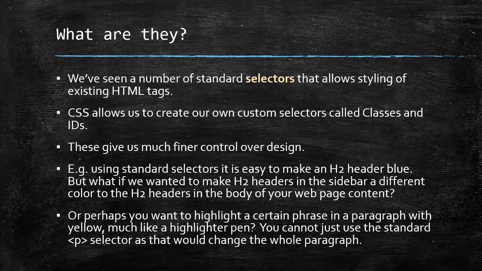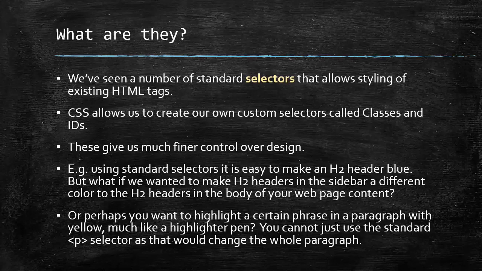Using a standard selector, we can easily make an H2 header blue. But what if you wanted to make the H2 headers in the sidebar, or maybe in the footer, a different colour to the H2 headers on the rest of the site? We can't use a standard selector for that, at least not on its own, because if we were to make H2 blue, then all the H2s are blue. Or what if you had a certain sentence or phrase in a paragraph that you wanted to highlight yellow, as if you were using a highlighter pen on your web page? You can't do that with a standard P selector, as that would change the whole paragraph. Well, this is where classes and IDs can help us.